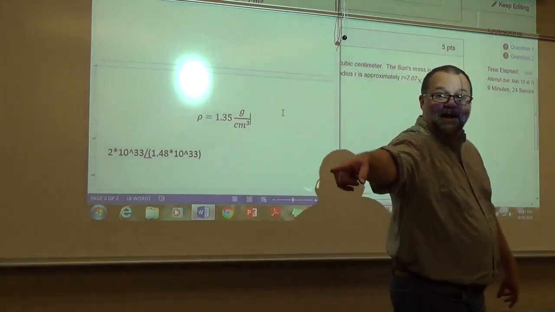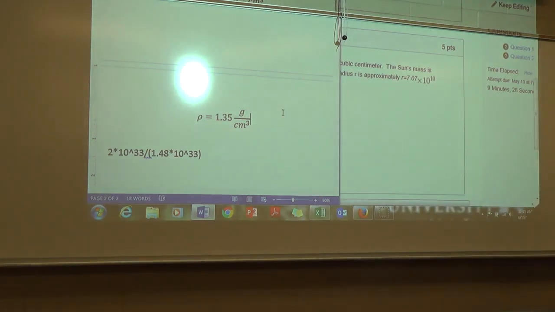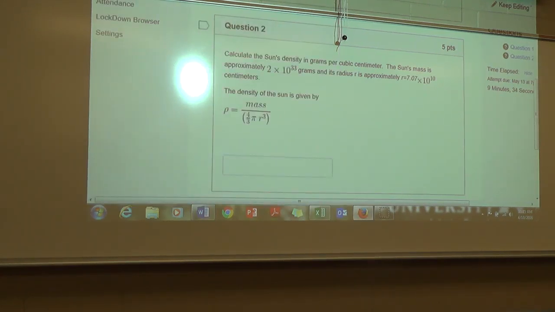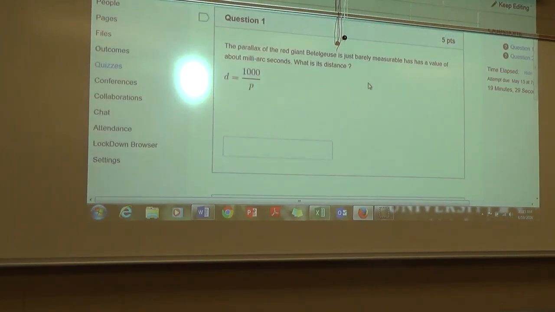Next one, we'll go back after we get through all of it and sort out calculator issues for everybody. All right, parallax, red giant Betelgeuse. We can barely measure it, but we can measure it.